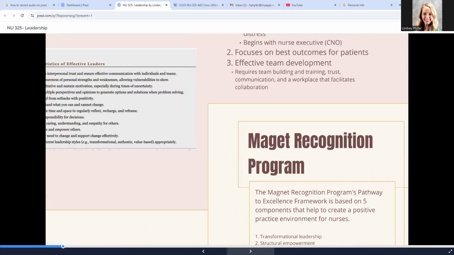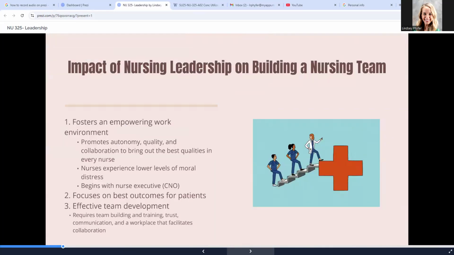So, what are the impacts of nursing leadership when it comes to building that nursing team? Well, the first one is that an effective leader is going to foster an empowering work environment for their nurses. An empowering work environment is going to bring out the best qualities in each and every nurse employed on that unit. In nursing, an empowering work environment is one that's going to promote autonomy, quality, and collaboration to bring out the best qualities in each and every nurse.